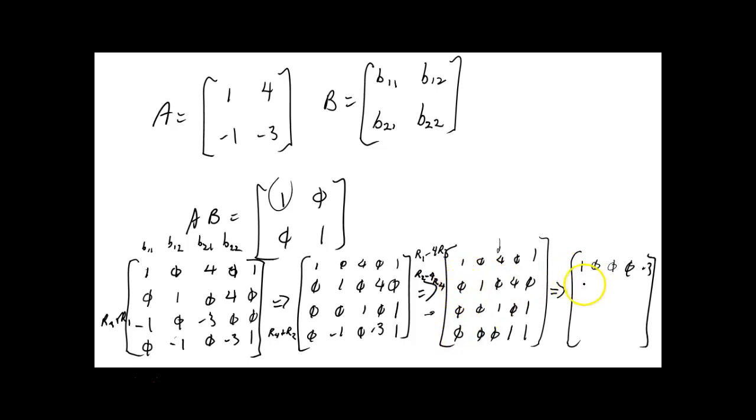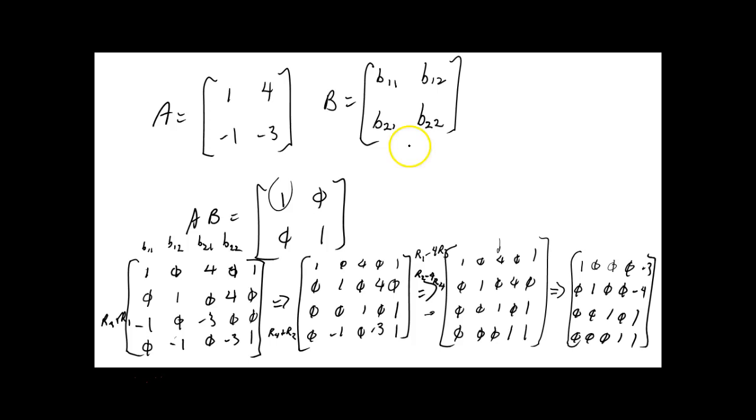0 minus 4 times 0 is 0, 1, 0, 0, -4. Okay? And then the other rows we leave alone. 0, 0, 1, 0, 1, and 0, 0, 0, 1, 1. Okay. So what do we have?